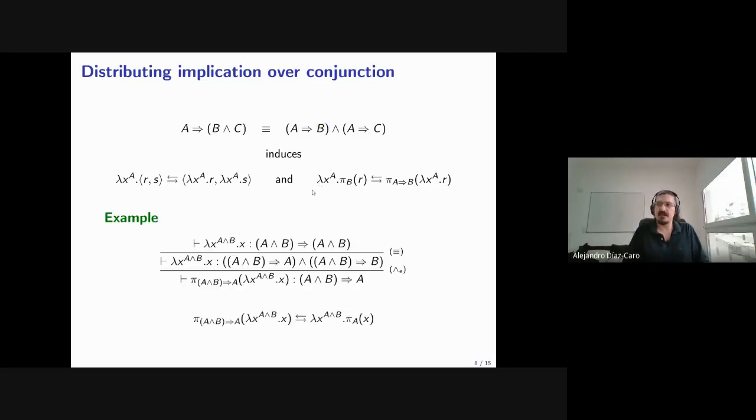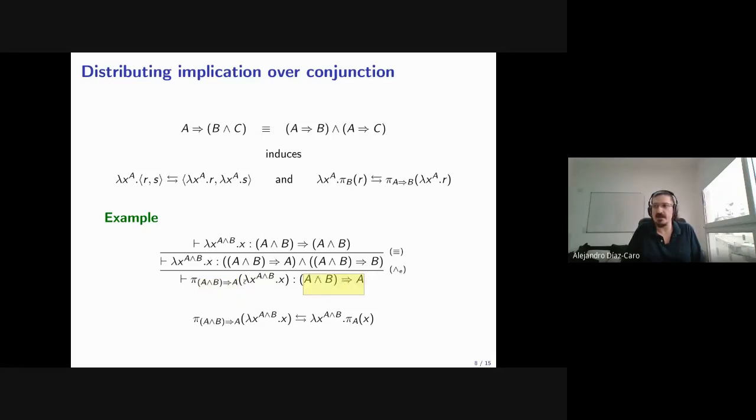So for example, let's say that you have this proof of A and B implies A and B, okay? This is the identity again. So you give me the witness, I give you as a result the same witness. So this, by this isomorphism, is equivalent to A and B implies A, and A and B implies B. And from here, you could extract a proof of just the first one, just by saying, okay, now that you have this conjunction, I want the first one, which is the proof of A and B implies A, okay? So you can, from this, extract this.